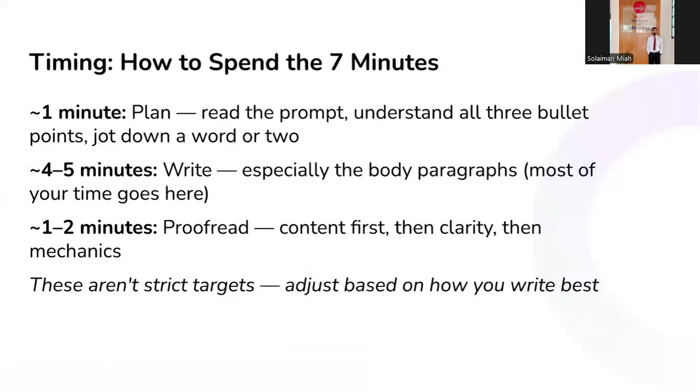Before we get into the structure itself, let's talk about timing. You have 7 minutes total. So here's a simple way to divide that up. Start with about 1 minute of planning, reading the prompt carefully, making sure you understand all 3 bullet points, and maybe jotting down a word or two for each one. Then spend the bulk of your time, around 4 to 5 minutes, writing, especially body paragraphs, and leave 1 to 2 minutes at the end to proofread.